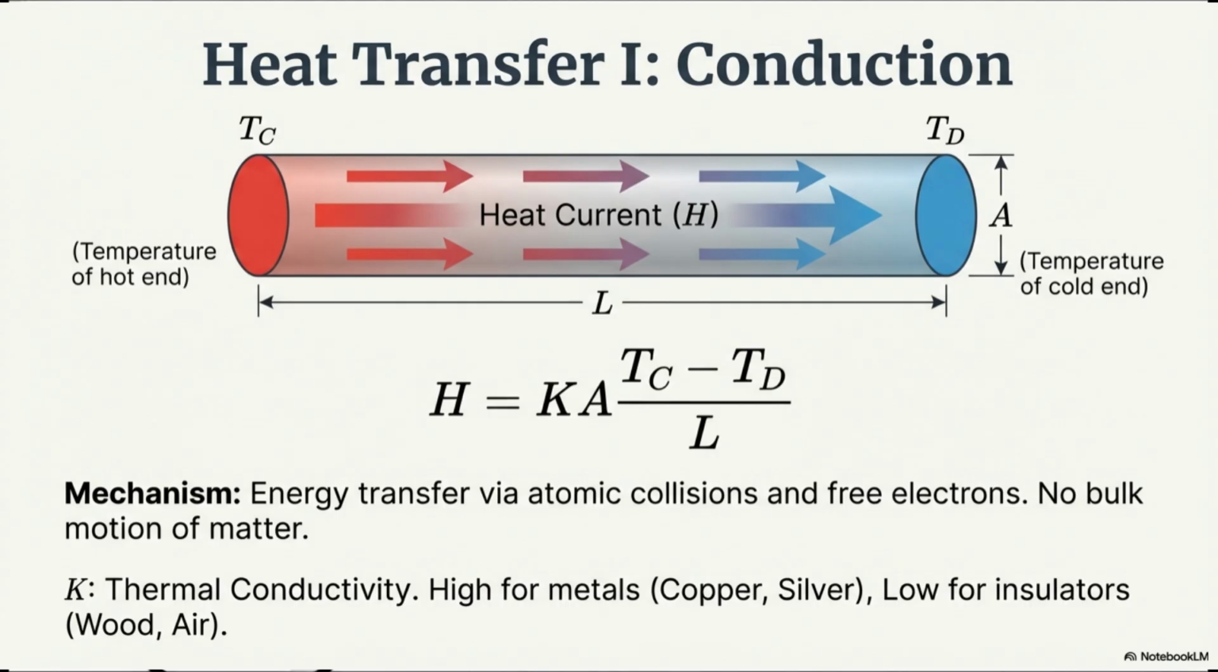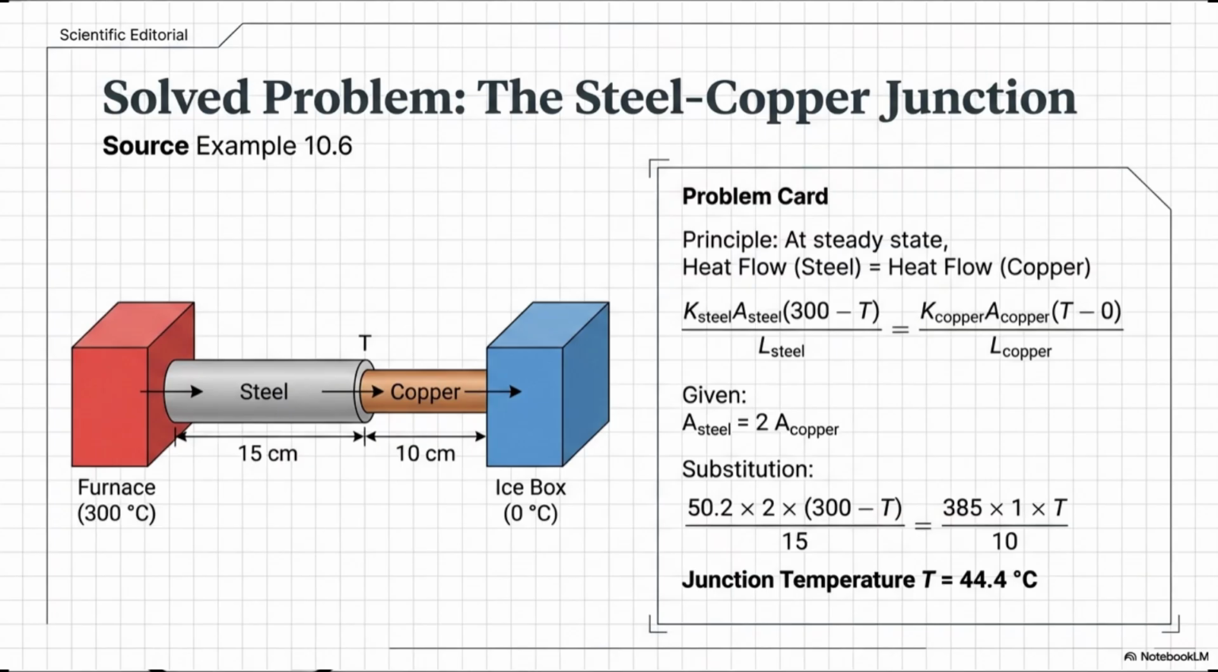First up, we have conduction. This is just heat transfer through direct touch. Imagine you stick one end of a metal rod in a fire. The atoms at that end start vibrating like crazy. Then they bump into their neighbors, who start vibrating, and they bump into their neighbors. It's like a chain reaction passing energy down the line. It's exactly why the handle of a metal spoon left in hot soup gets so hot.